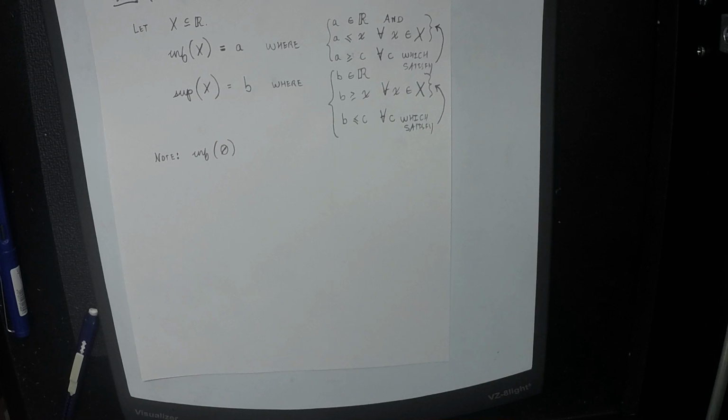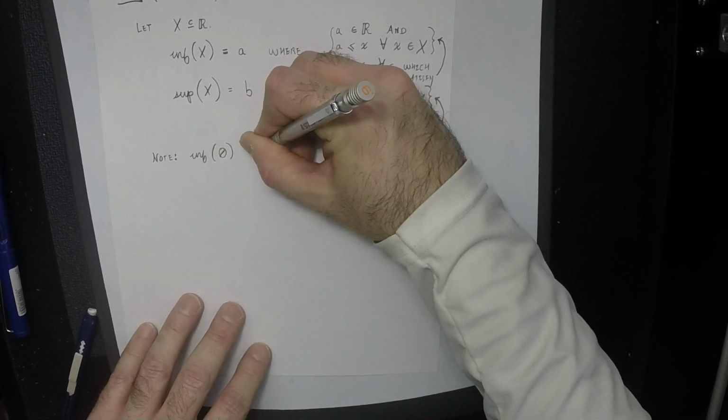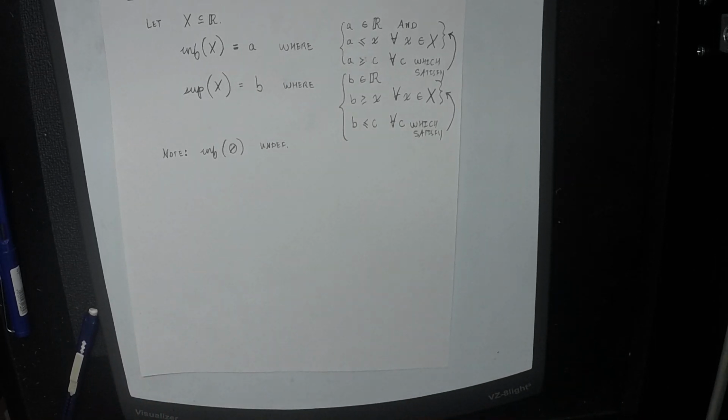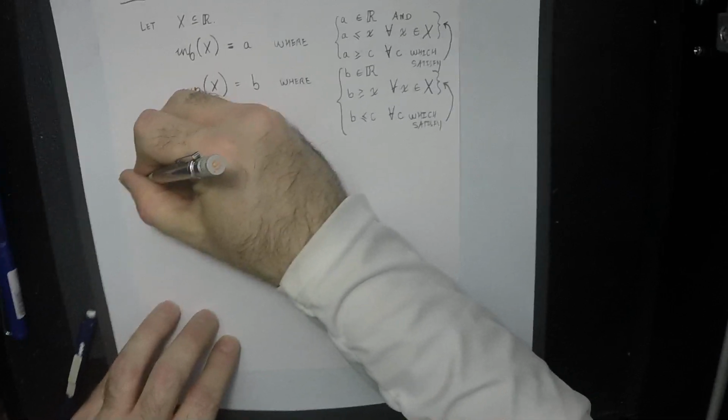Let's think about that. We want a number in the reals that's less or equal to everything in the empty set. Well, that's trivially true. Every real is less or equal to everything in the empty set. But among all the possibilities, we want a greatest one. Is there a greatest? There is not. So this is undefined. And there are other issues too.